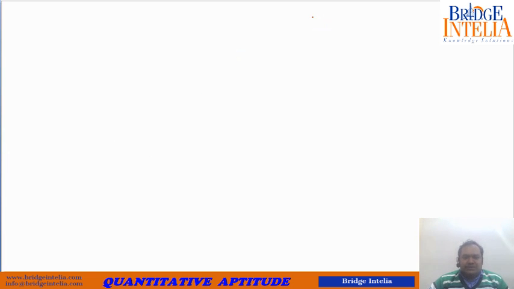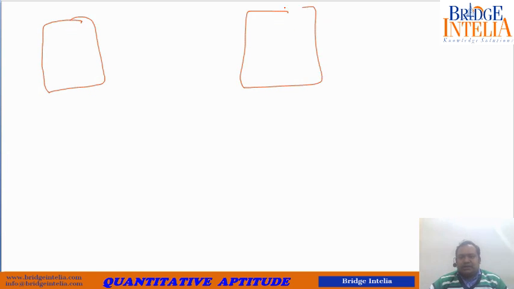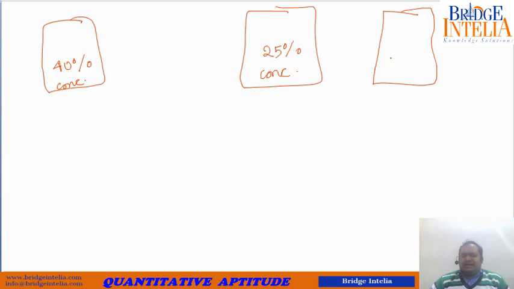Let's suppose you have two different acid solutions, sulfuric acid solution or whatever. Let's suppose this is 40% concentrated and this is 25% concentrated. Fine. And let's suppose we have another acid solution which is, let's say, 30% concentrated.